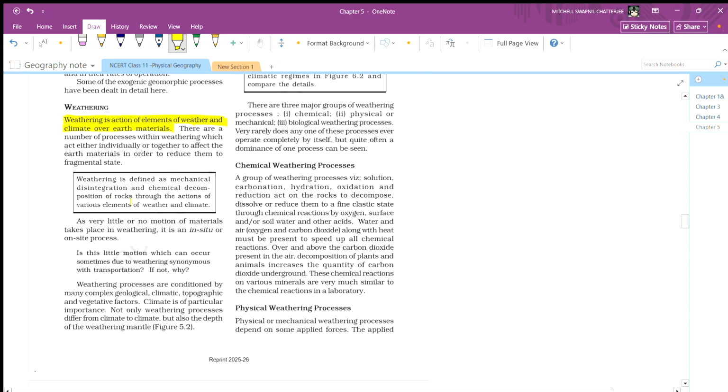This is the more scientific answer. Weathering is defined as the mechanical disintegration and chemical decomposition of rock through the action of various elements of weather and climate.